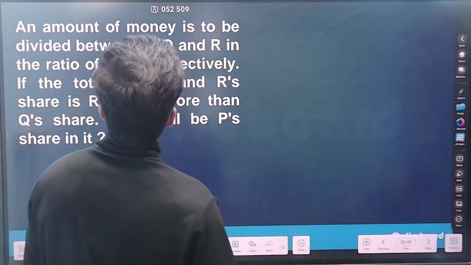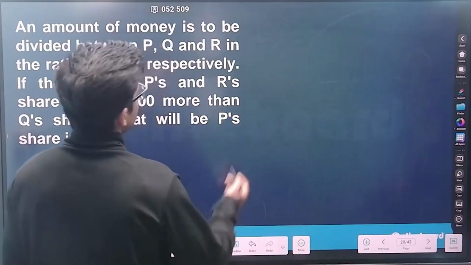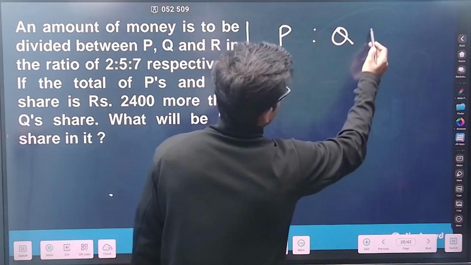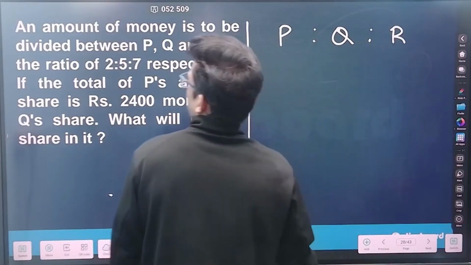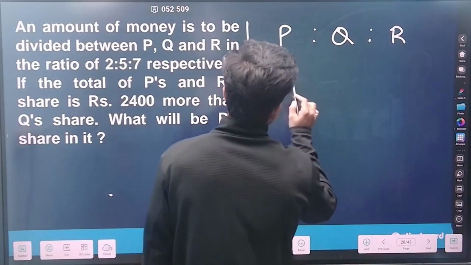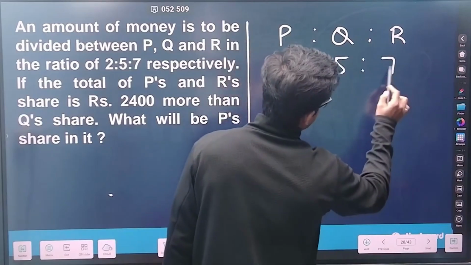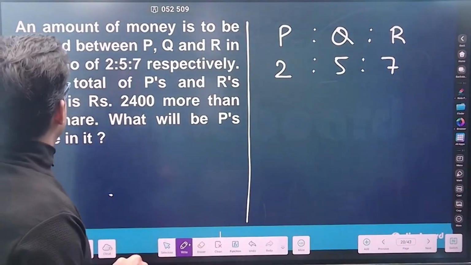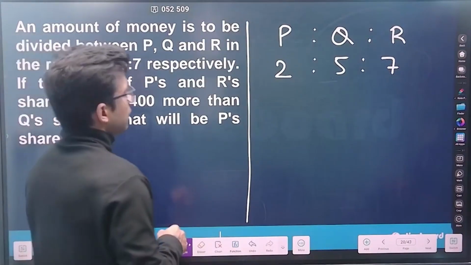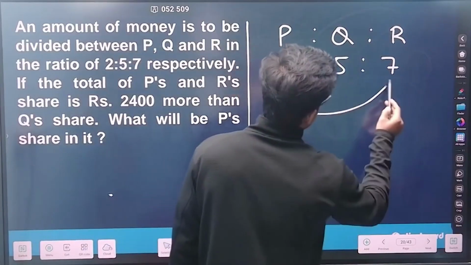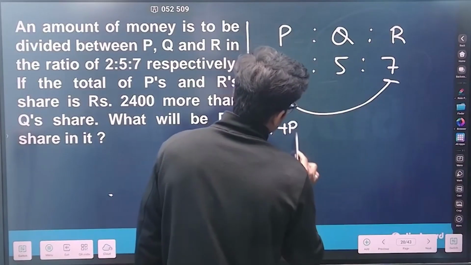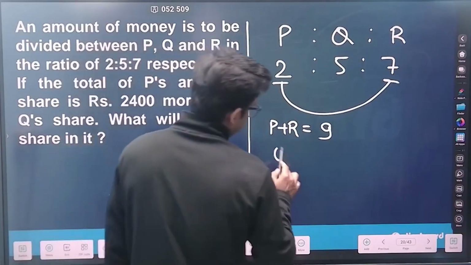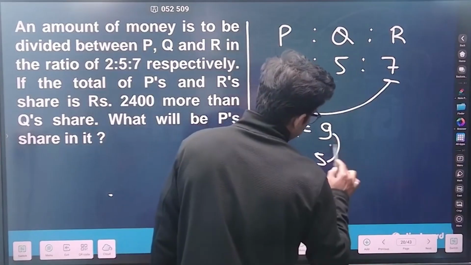So an amount of money is to be divided between P, Q, and R. So basically, money is there, which is divided between P is to Q is to R, in the ratio 2 is to 5 is to 7. Everything I'm writing, guys, so that none of you should have a problem while understanding. Now, the total of P and R's share, P plus R according to the ratio, is 9. It is more than the Q share, and Q share is basically 5. The difference is of 4.